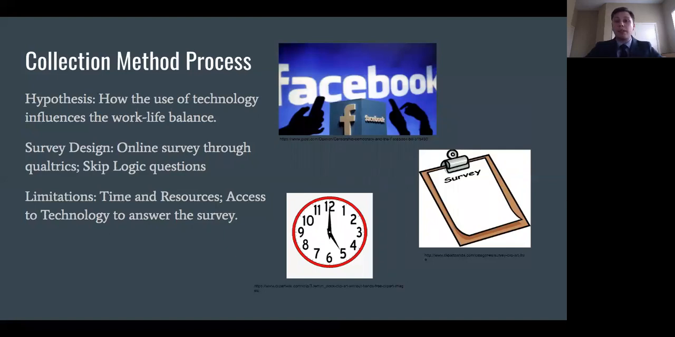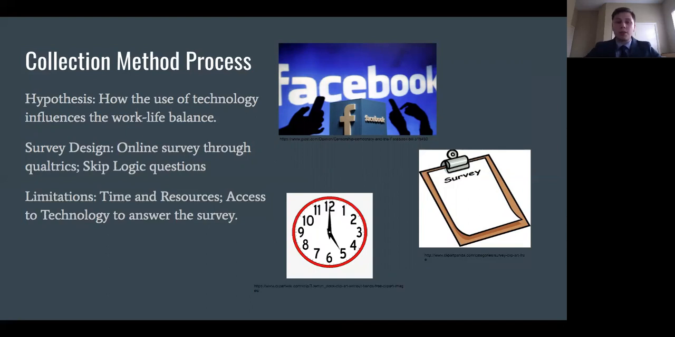Basically, what that means is that depending on how the people answering questions answered the previous question, that determined what their next question was going to be. So some participants weren't able to access all the questions because of how they answered some of the previous questions.